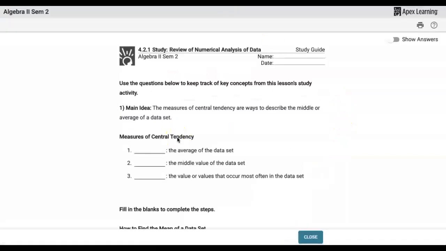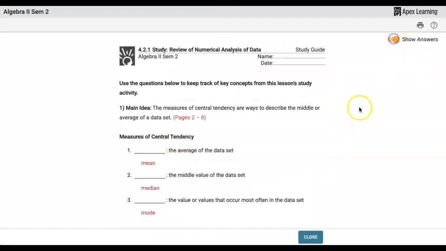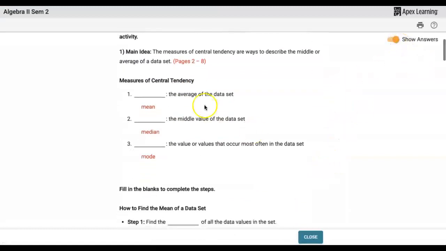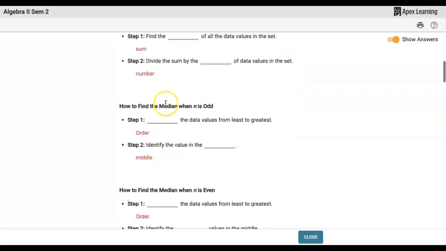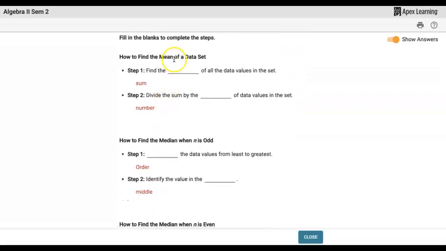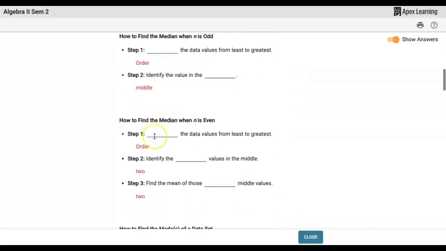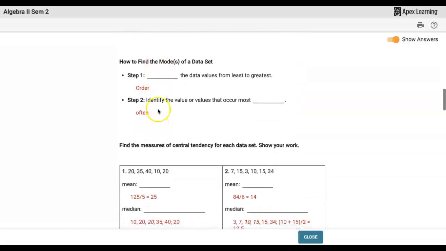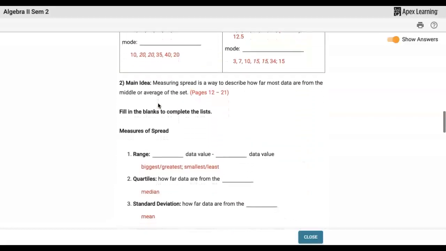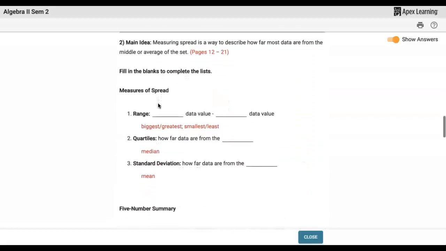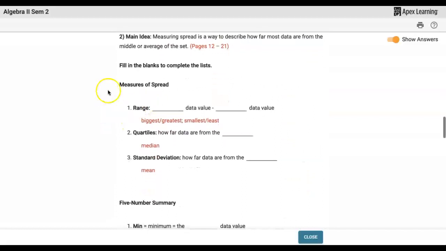All right, looking at the check your understanding. Talking about obviously our central tendencies, mean, median, mode. Then figuring out how to actually solve for them. How do we solve for our mean, median, and our mode? Right, that's important. And then really understanding the different components. So what does it look like when we're measuring spread? How do we measure that?